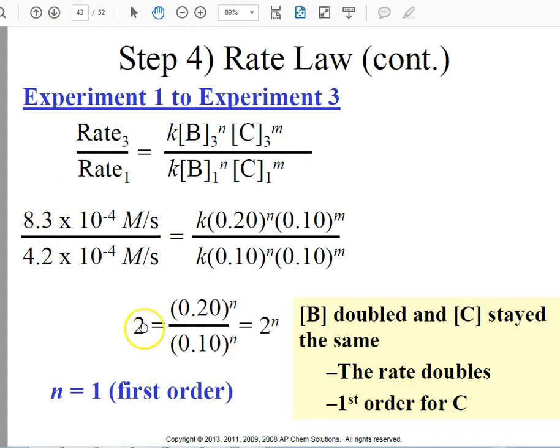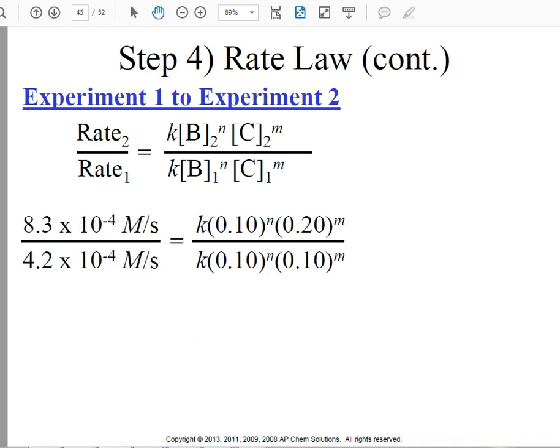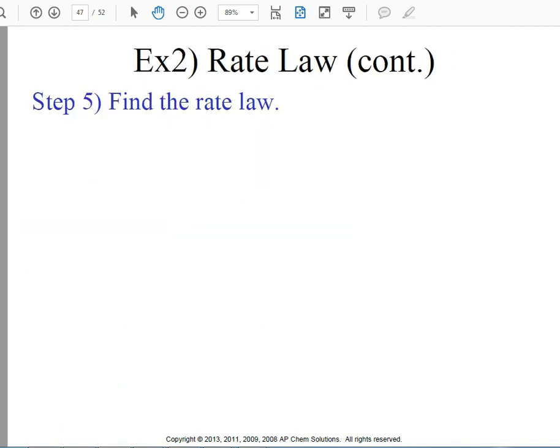When we divide our rates, we get 2. And we get 2 for our concentration. So 2 to the first power is 2. We can use experiments 1 and 2 the same way. In those, our B values cancel. So we have 2 raised to what power equals 2. So it's also first order there. So there's the math if you want to go back and pause and look more closely at that.